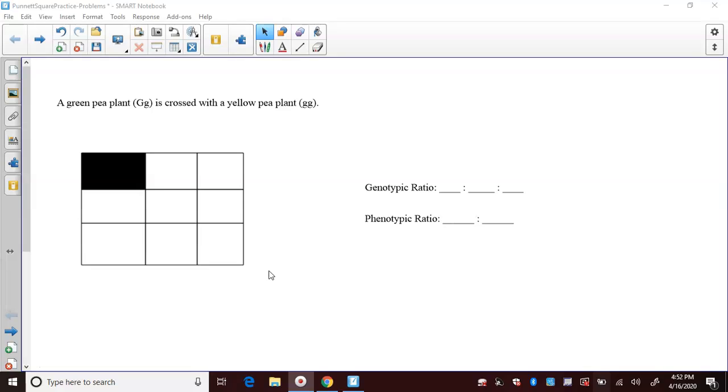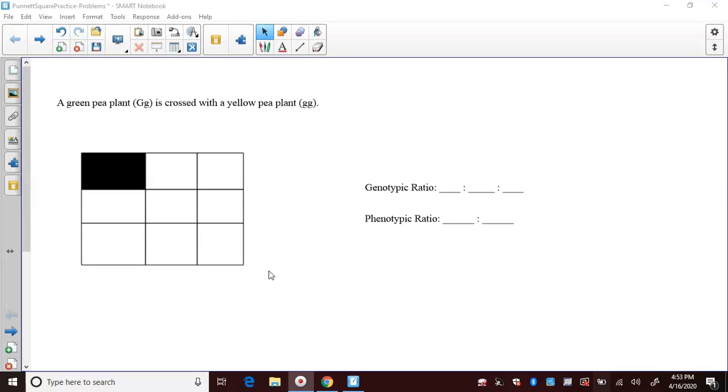So this is our first practice problem. It's an easier problem because you're given the genotypes of the two types of pea plants. So you're given the parents' genotypes. Much easier than if you had to figure it out on your own. The first thing you should always do in a Punnett square problem is read what is given. They say a green pea plant, which has the genotype capital G, lowercase g, is crossed with a yellow pea plant, which has the genotype lowercase g, lowercase g.